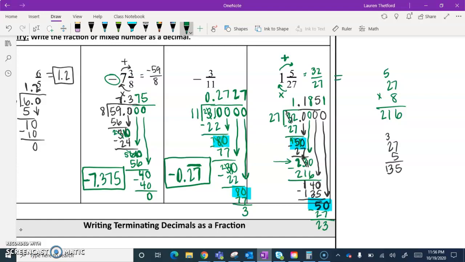So my answer, and I ran out of room, is 1 and 185 thousandths, but that actually repeats. That goes on forever and ever and ever. So it's actually not 185 thousandths. This is repeating.